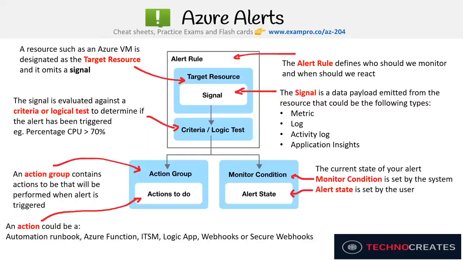On the other side there, we have this box over here, and this is all about the state of your alert. And so we have monitor condition and alert state. So monitor condition is set by the system, and alert state is set by the user. But the idea there is so you can define where it is, because you might want to have a history of saying, okay, I've resolved this issue, so I'm marking this as closed, and that'd be like an alert state there. And so there you go.